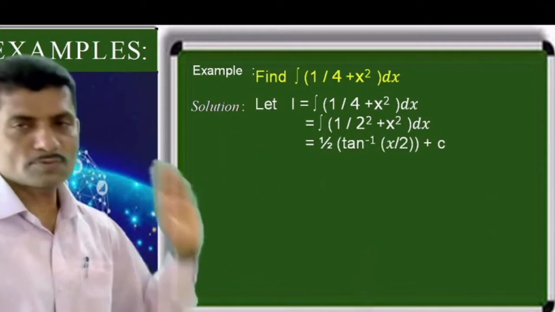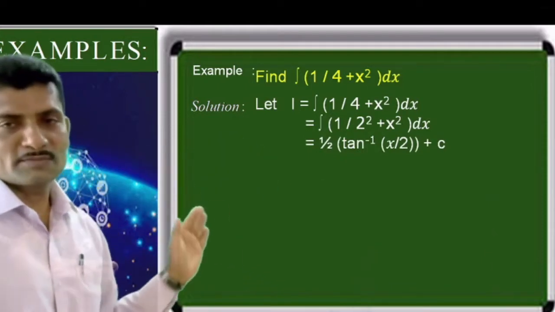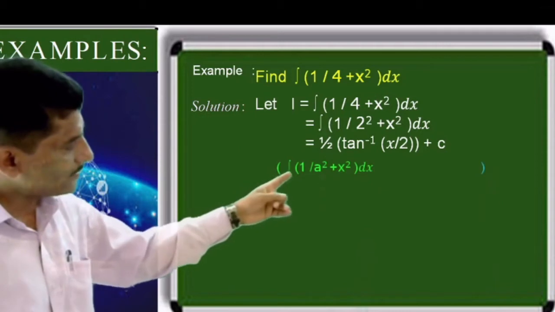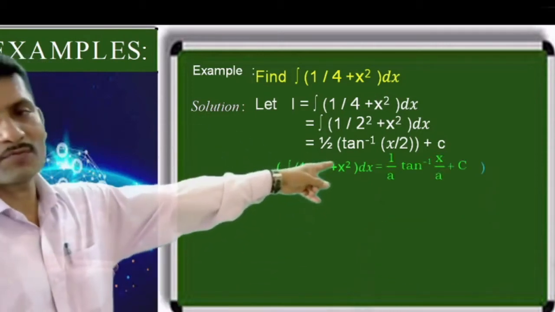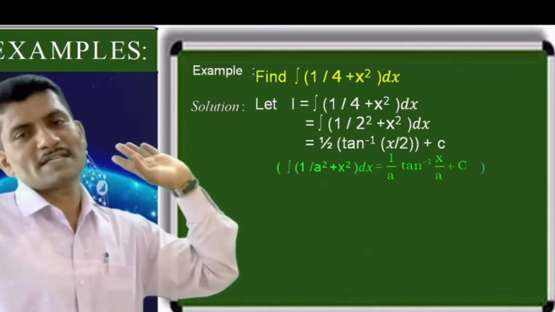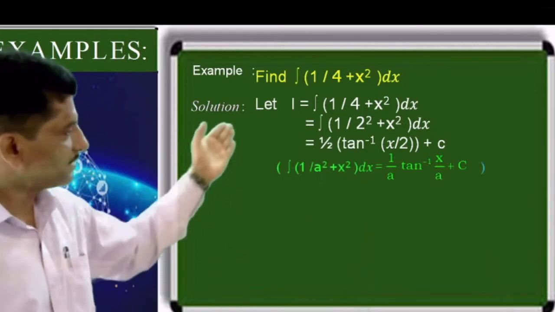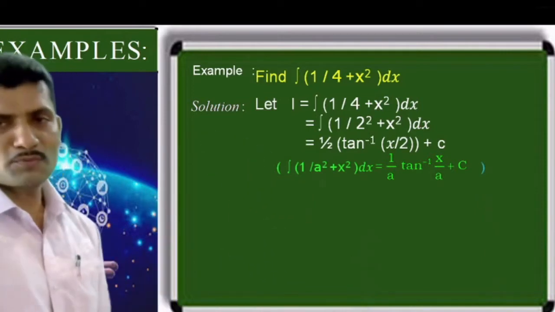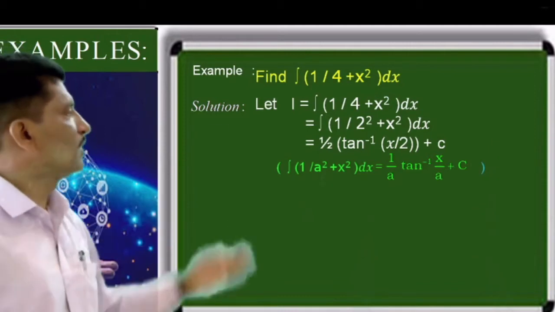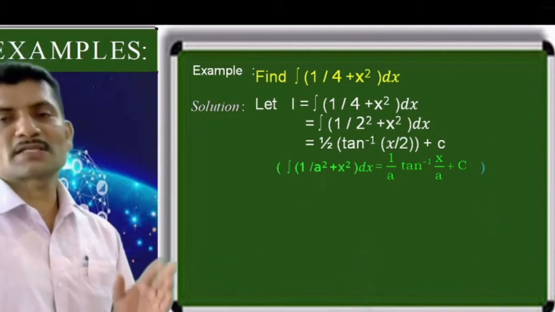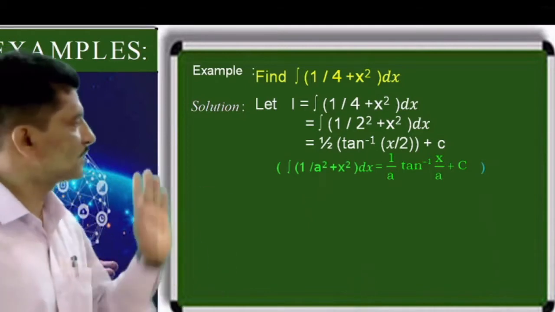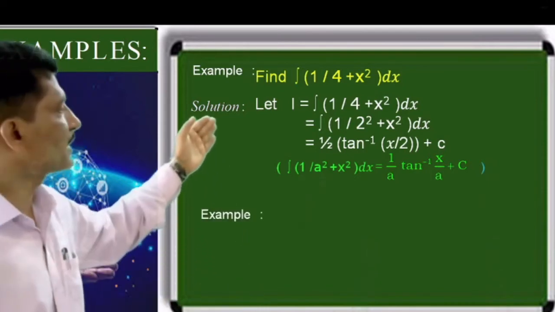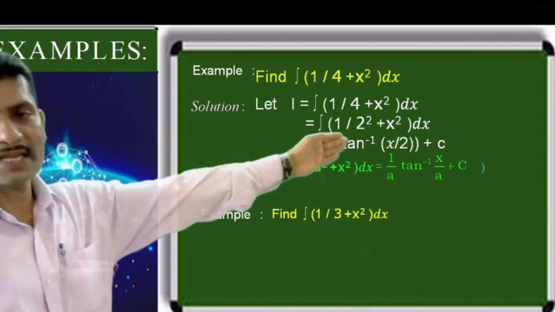The result is that the integral of 1 divided by a square plus x square into dx is equal to 1 by a into tan inverse of x by a plus integral constant. For example, find the integral of 1 by 3 plus x square into dx.